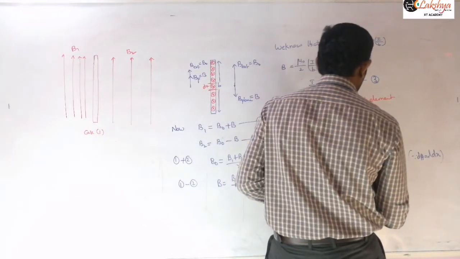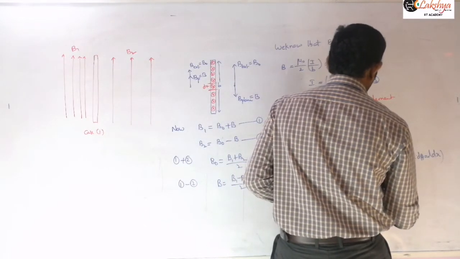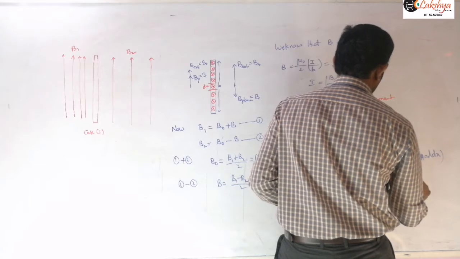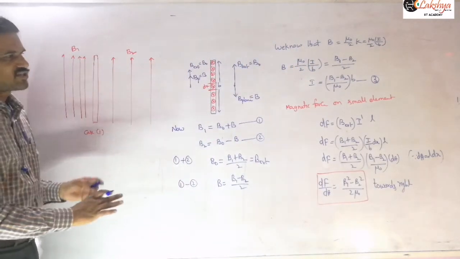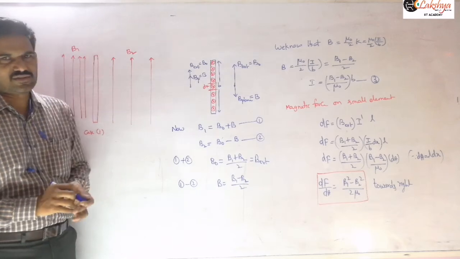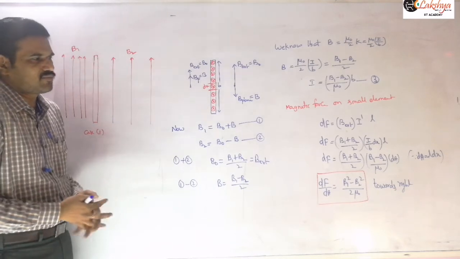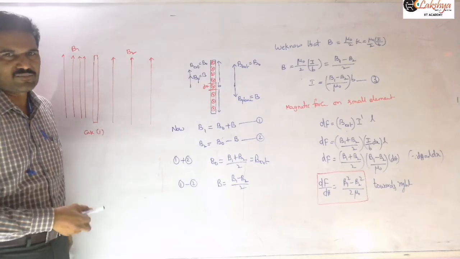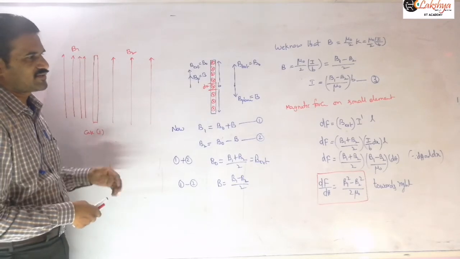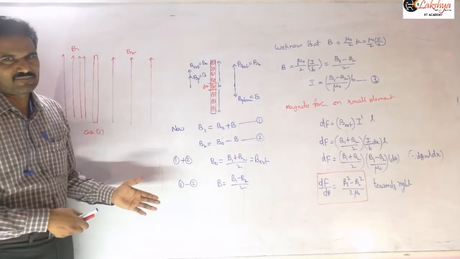So this force is towards right. Right? That will be the magnetic force calculation in this case. Another examples, that means another cases, will be there. Those cases you can solve easily. I will give those cases and you solve them in a similar way.